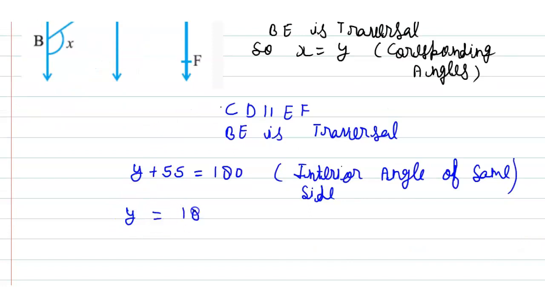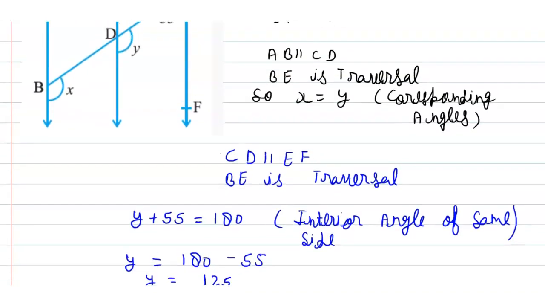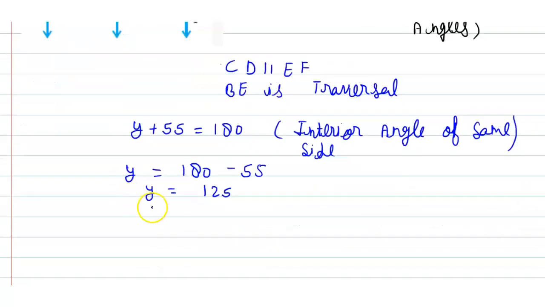Y is equal to 180 minus 55. So Y is equal to 125 degrees. And from here we know that X is equal to Y, so X is also equal to 125.